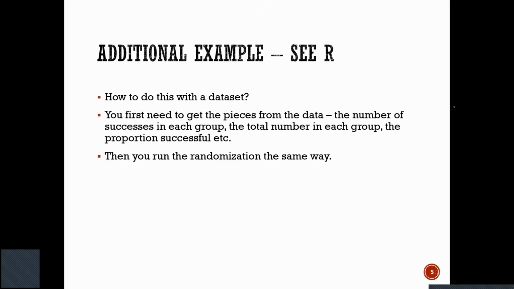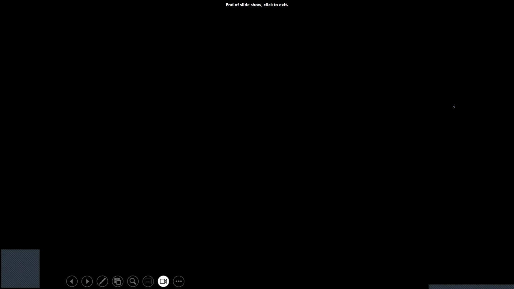For the additional example, it is doing this where you have a data set, and so the first thing you need to do is get the pieces from the data, the number of successes in each group, the total number in each group, the proportion successful, etc. Then once you have those, you can just rename things and run the randomization the same way. So that code walks you through that. That's it.